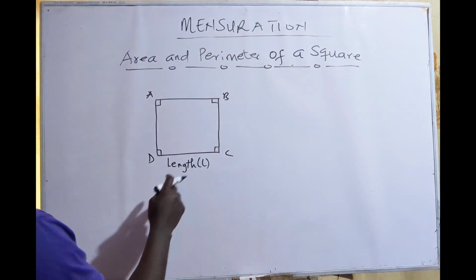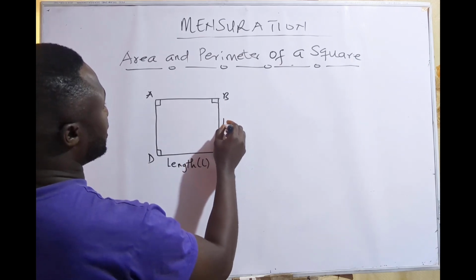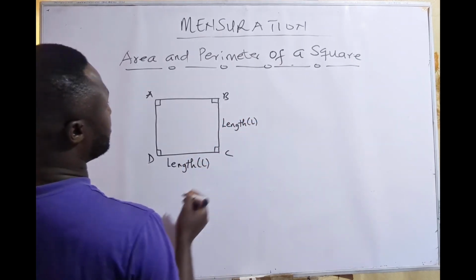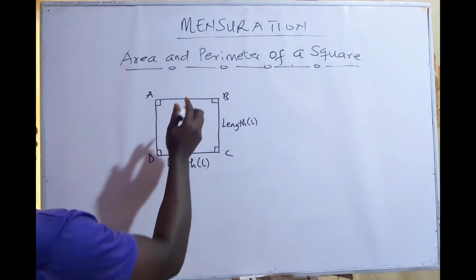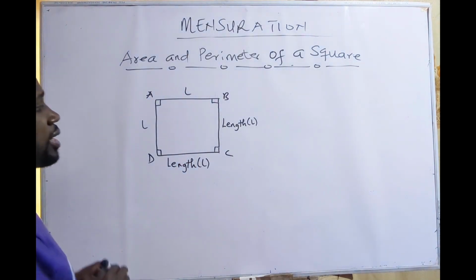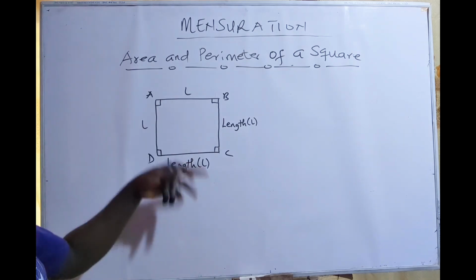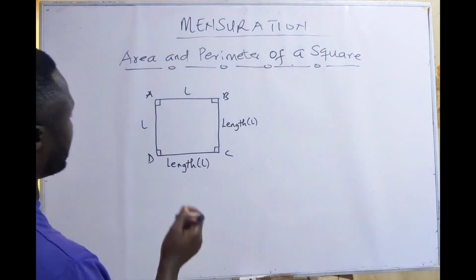Because all the sides are the same, if here is length, then I also call here length. All the sides are the same, so here also is the length, and here also is the length. The opposite sides are the same. Let's find the area and then the perimeter.